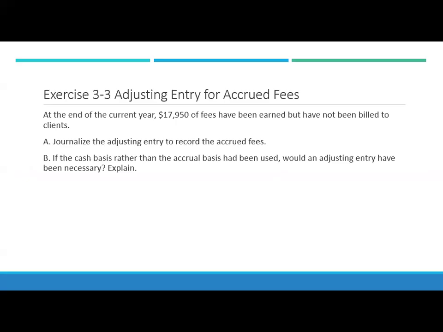For example, in this journal entry, at the end of the current year $17,950 in fees have been earned but not yet billed. So the journal entry to record these fees would be a debit to accounts receivable of $17,950 and a credit to revenue for the same amount. And if cash basis rather than accrual basis was used, there would be no entry required, because under cash basis we're only recording things on the income statement if there's cash paid or cash received. It's only cash in and cash out.